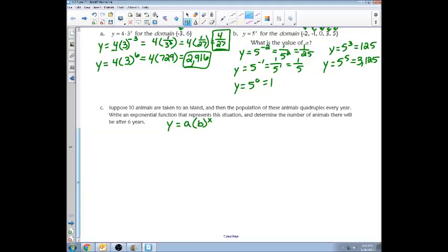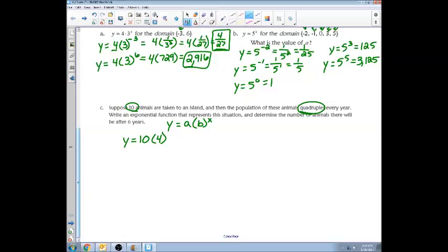Before we even continue, let's start plugging things in. Well, A is our initial value. What is our initial value? Well, the 10 animals. B is our growth rate. That comes from the word quadruples. Quad means 4, so we're going to multiply by 4 every year. Okay? My growth rate is 4 every year.